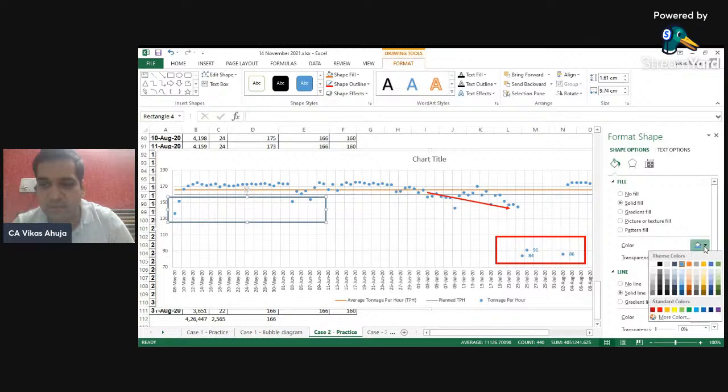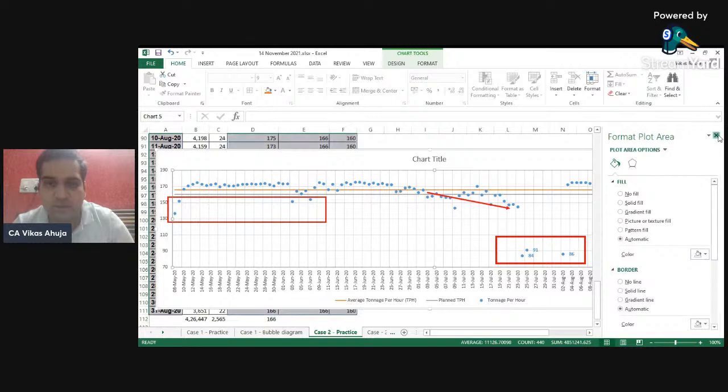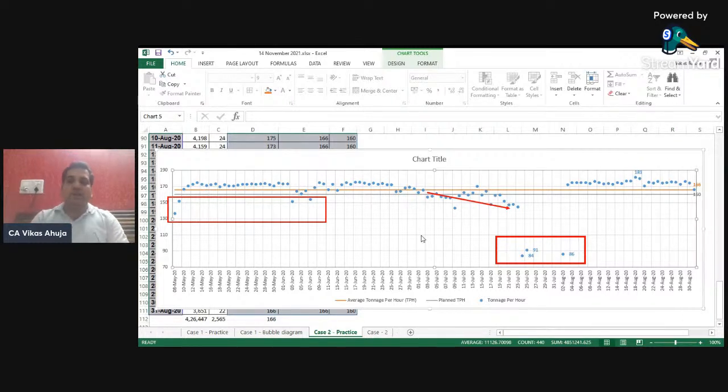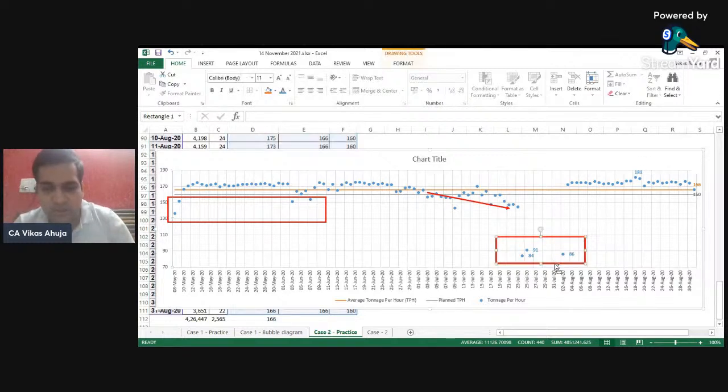So my focus is very small right now. I don't need to focus on everything in this graph. I can just discuss why on these particular dates my average was less, why I'm not fixing 181 as a target, which is the true potential I can achieve, and probably 170, 175 is something I plan for, and why there is no production on these days which we just noticed.